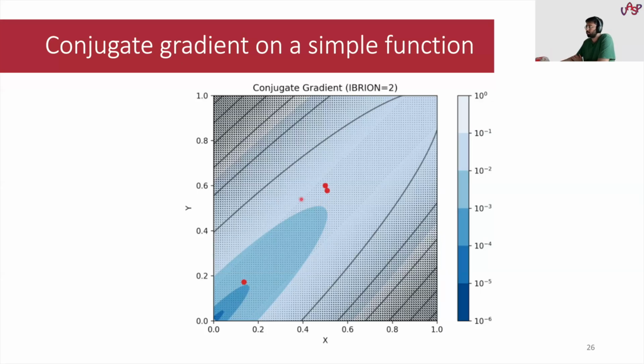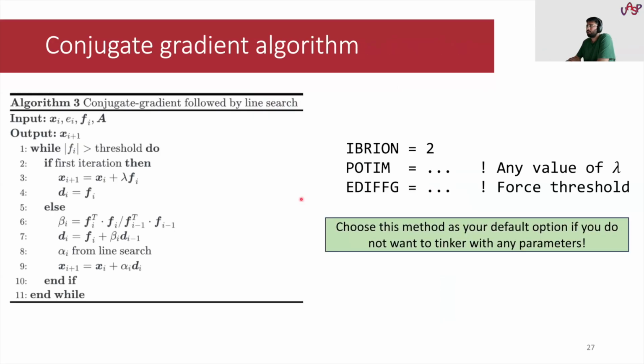You want to explore one direction only once, and you want to keep moving in the direction that gets you closest to the minimum. Let's see what the algorithm looks like. So here you have positions as an input, you have energies as an input as well. So note, in comparison to RMM-DIIS, the energies are used here. You have the forces and you have the lattice vectors, and the output for these things are basically your positions.